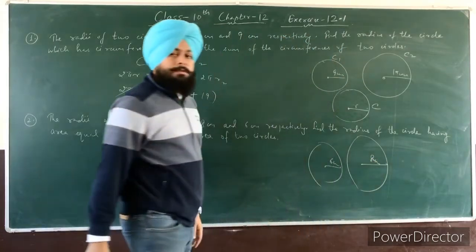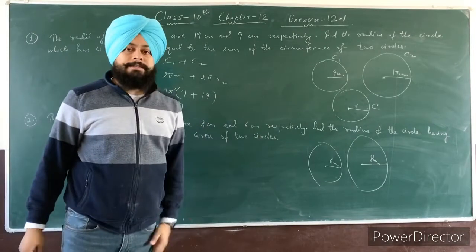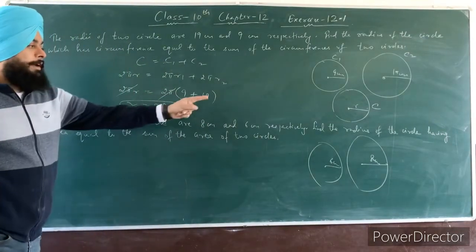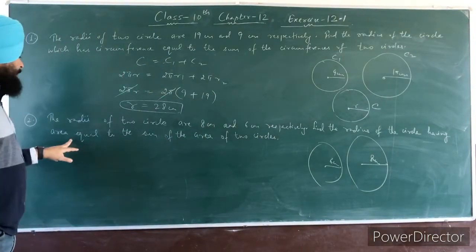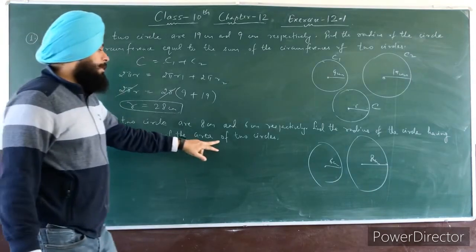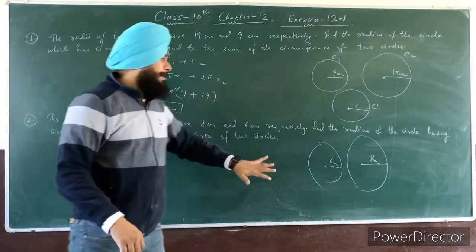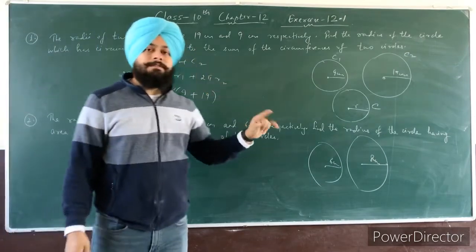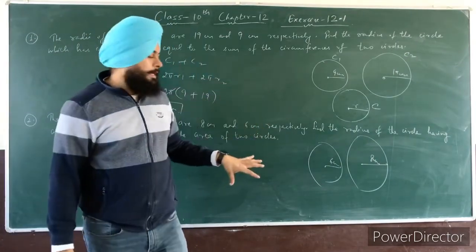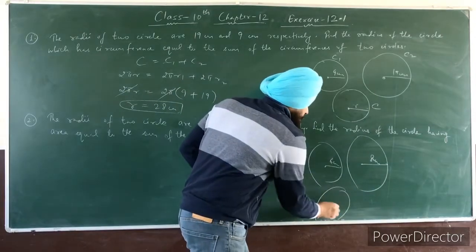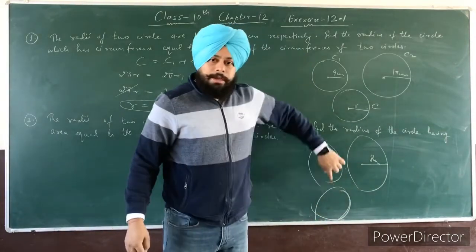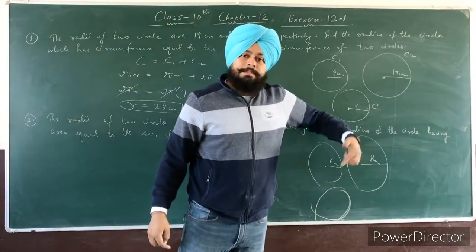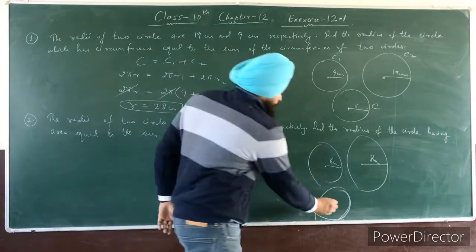There are two circles having radii 6 and 8 cm. We have to find the radius of another circle having area equal to the sum of the area of two circles. So it is same as question number first. In the first question the circumference was equal, but in this question the area of the third circle is equal to the sum of the areas of these two circles.